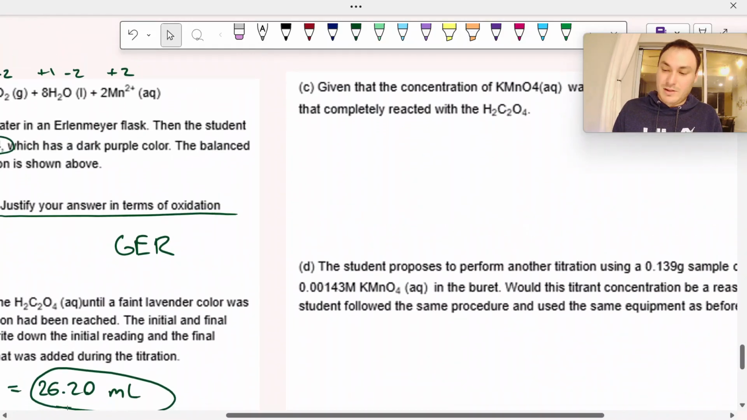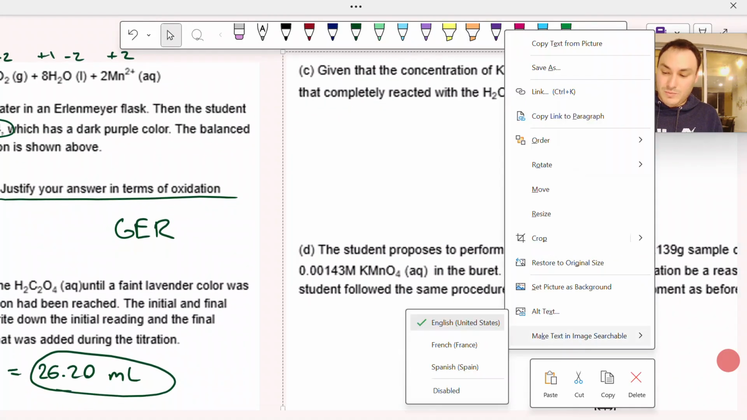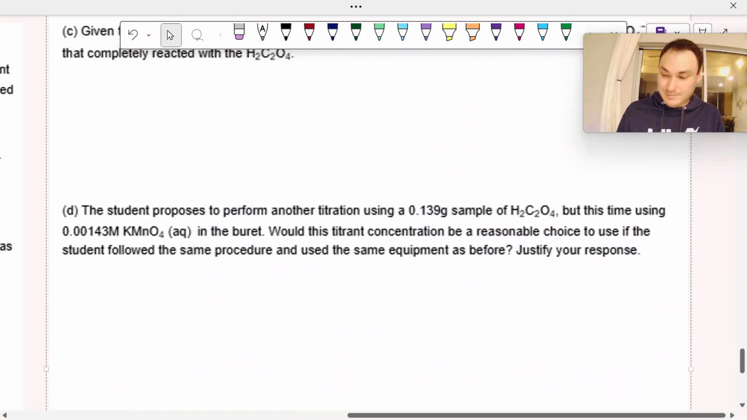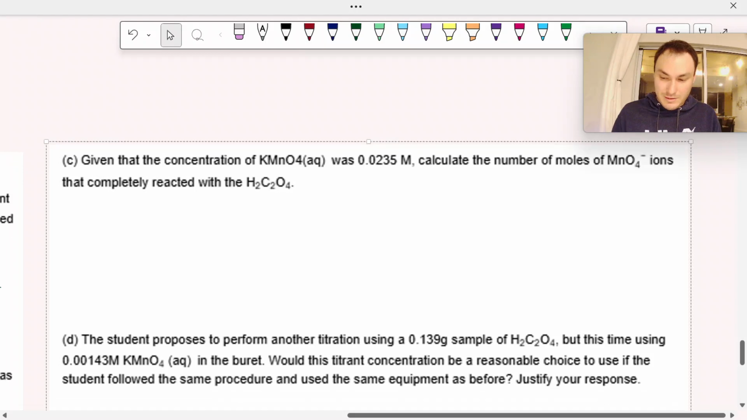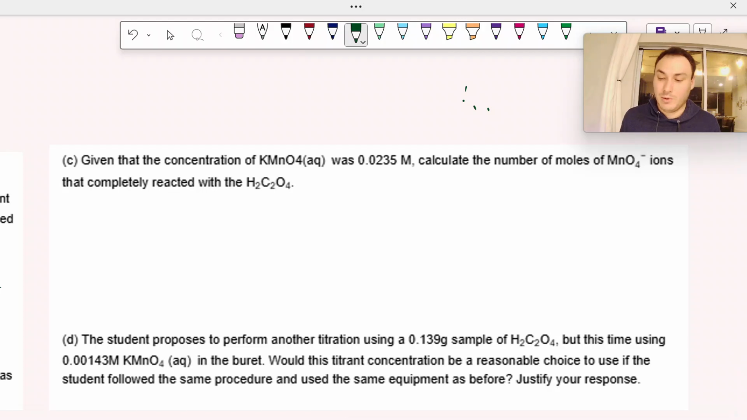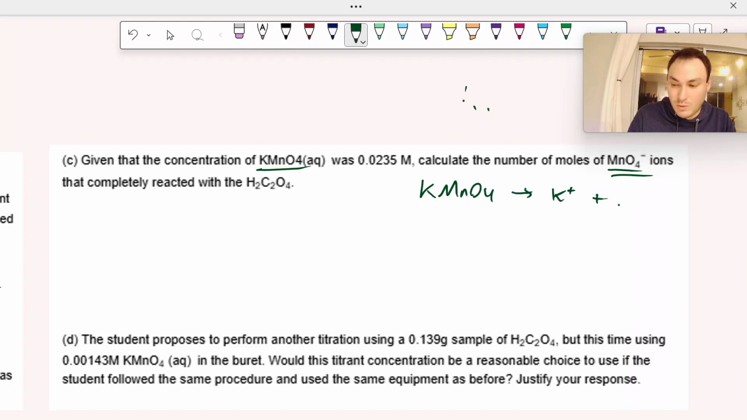All right, given the concentration of potassium permanganate was 0.0235 molar, calculate the number of moles of permanganate ion that completely reacted with the oxalic acid. All right, first things first, for every 1 potassium permanganate, I get 1 permanganate. Potassium permanganate gives me 1 potassium and 1 permanganate. So if I find the concentration of that, that equals the concentration of that.